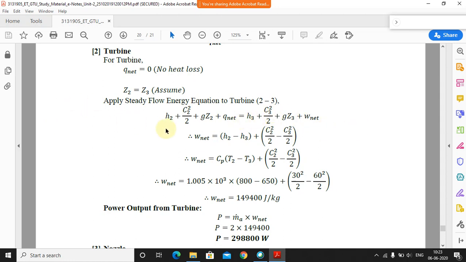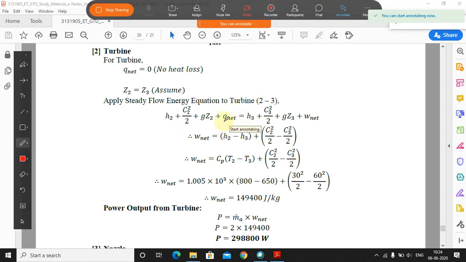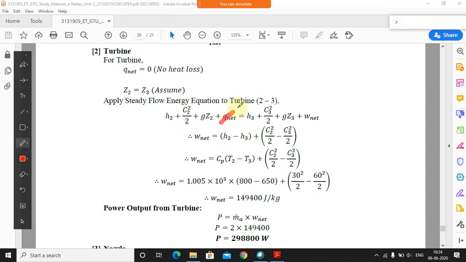So this is h2 plus c2 square by 2 plus gz2. Why are the 2 and 3 terms there? Because the system is in between the second and the third point. So that's why it is h2 and h3. So this is h2 plus c2 square by 2 plus gz2 plus q net is equal to h3 plus c3 square by 2 plus gz3 plus w net. Now we know that this q net is 0.